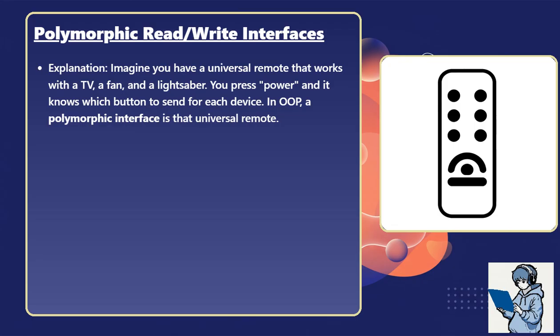Imagine you have a universal remote that works with a TV, a fan, and a lightsaber. You press power and it knows which button to send for each device. In object-oriented programming, a polymorphic interface is that universal remote.